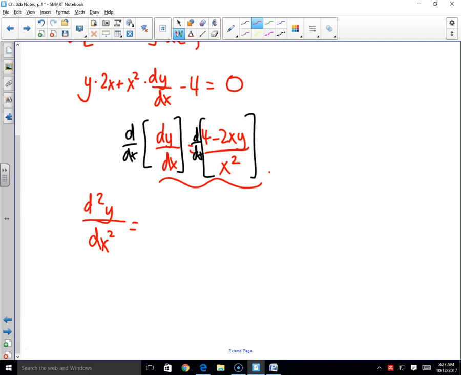This is an object, a derivative, and this is an action. Let's derive. Does that make sense?